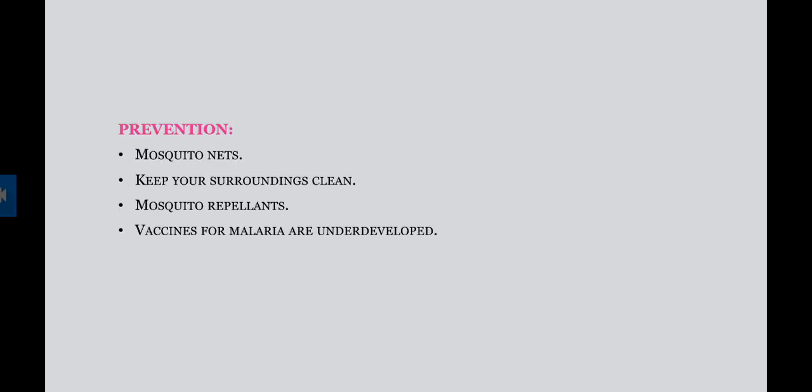Prevention, how to prevent malaria. Mosquito nets must be used at night, keep your surroundings clean to avoid any type of infections, use mosquito repellents to avoid mosquitoes, and vaccines for malaria are also under development. It is also recommended to maintain hygienic conditions and a healthy lifestyle.